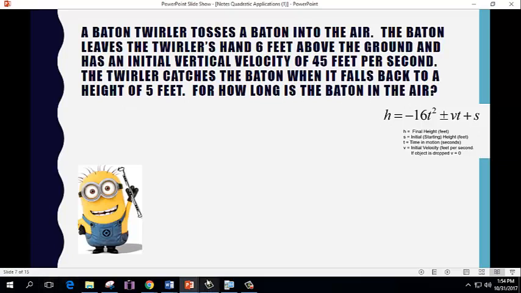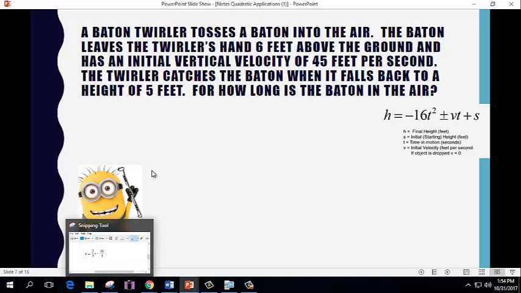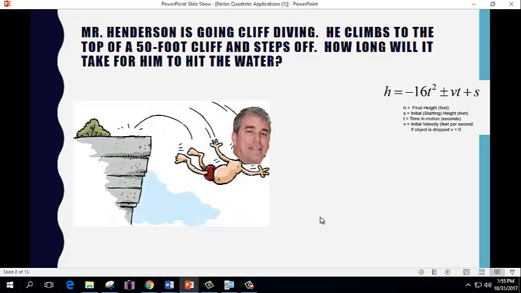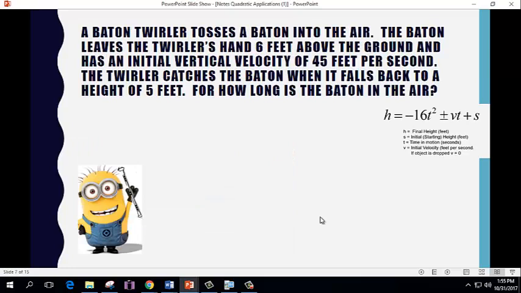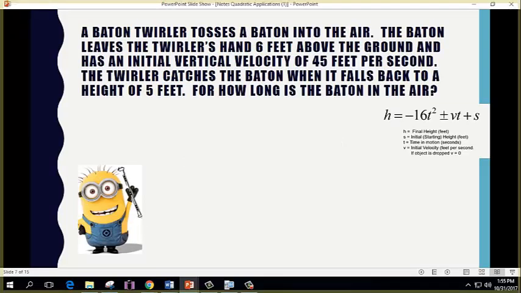Here's your initial velocity, your model of what this is going to look like, and we're just going to go through this step by step like we did with the previous one. So first and foremost, we have 6 feet above the ground. That would be your initial height, so that's your S. So you can say S is equal to 6. We have the initial velocity, which in this case is 45 feet per second.